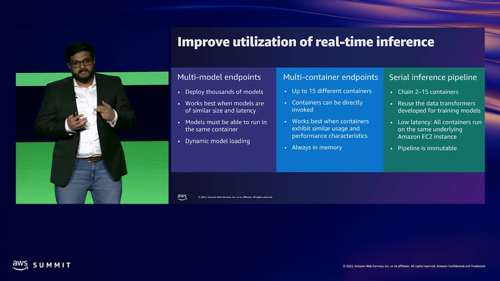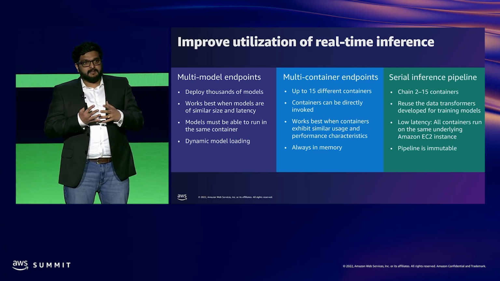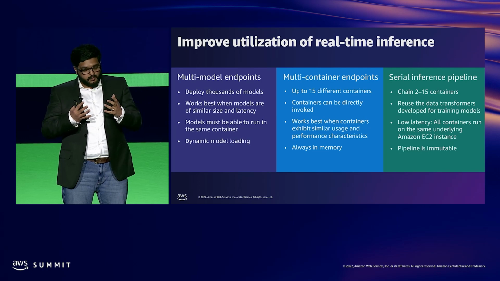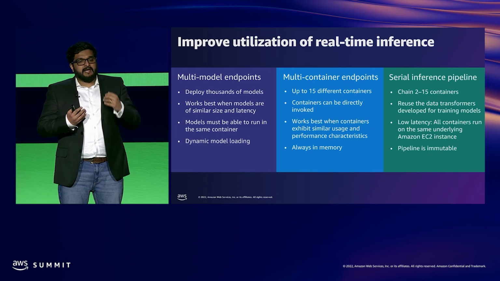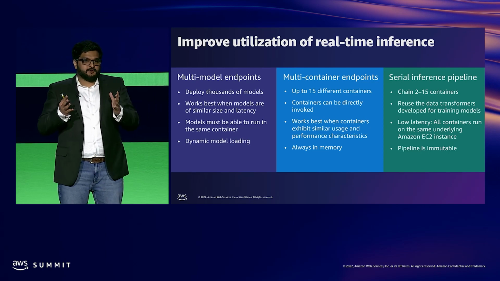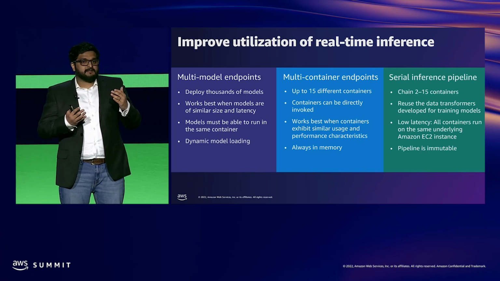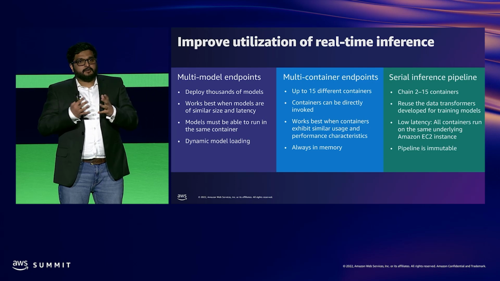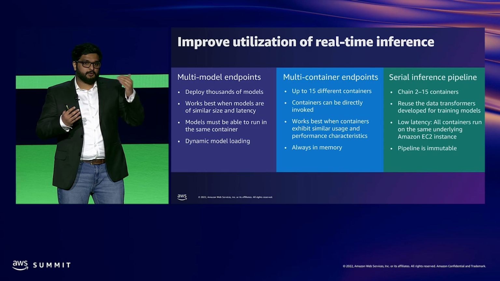And the third option is serial inference pipeline. Serial inference pipeline is an offering where we allow you to chain multiple containers, form a pipeline of sorts, where you can have logic to, let's say, do some pre-processing and then model deployment, and you can chain those steps together. And since all these containers are hosted on the same EC2 instance, your latency is going to be really, really low. Note that these pipelines are immutable. If you need to modify them, you need to create another pipeline.